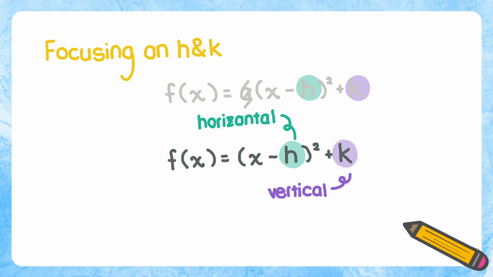And k gives us our vertical translation. If k is positive, we move up. And if k is negative, we move down. So h tells us to go left or right, and k tells us to go up or down. Let's look at some examples where we have both parameters h and k.